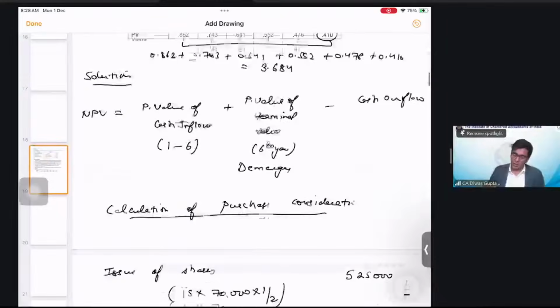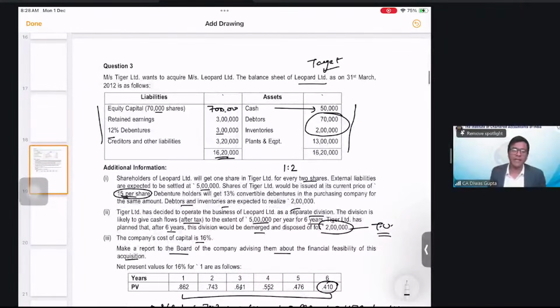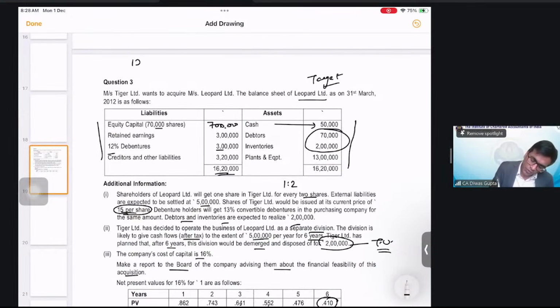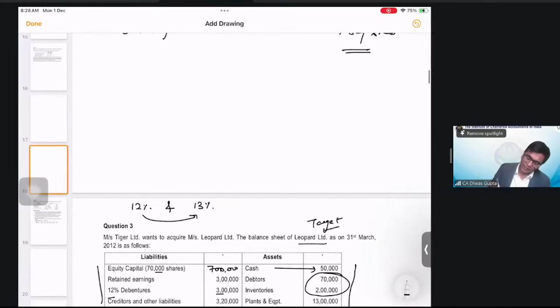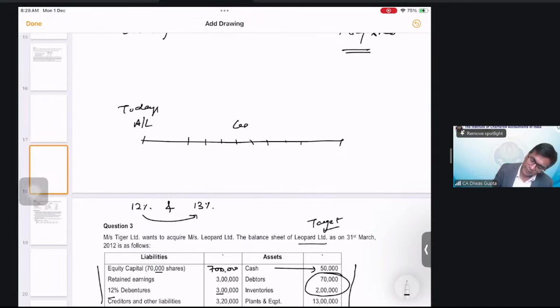Now there was one query raised by one of the students: is there a need to adjust this 12% and 13% conversion? Okay. Now let me actually link it back to the solution that we have discussed. Now, the question was very valid. We are given today's assets and liabilities, and we have also been given the next 6 years' cash flows, right?